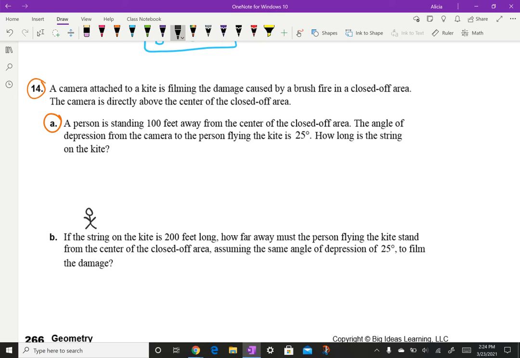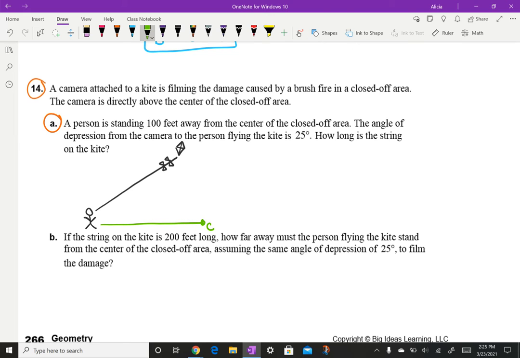And we have this person flying a kite again. So here we have the string of our kite. I'll put little bows on it so you know it's the string of the kite. So here's my kite. Okay. And then we also have this person that is standing away from the center of this closed off area. So right here, I'll call this the center.